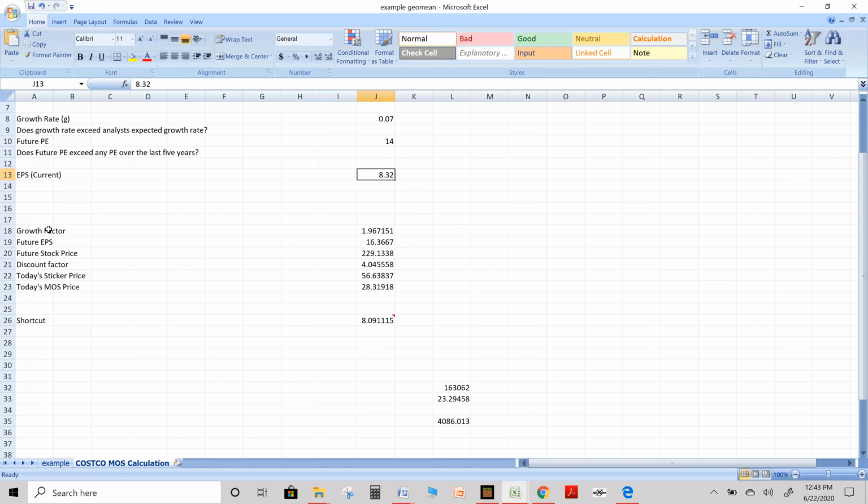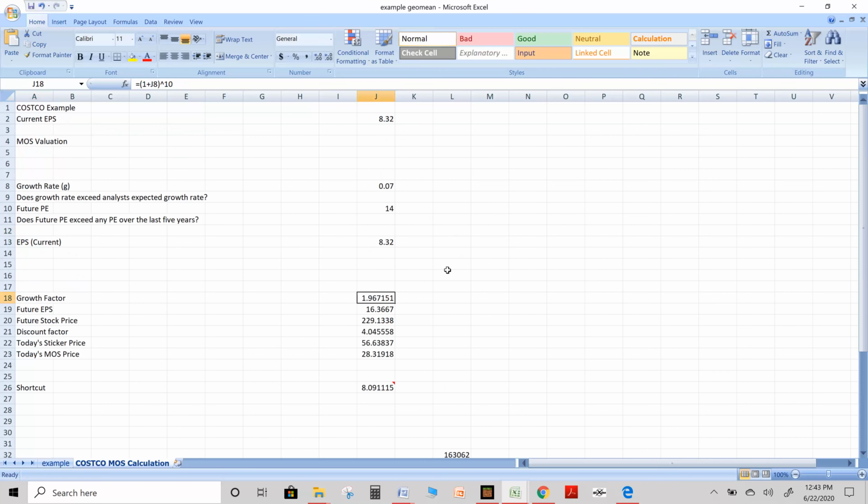So the next thing I'm going to calculate is my growth factor. Basically, I'm going to see how much earnings are going to grow over the next 10 years based on this 7% growth rate. If you look at my formula here, it's 1 plus J8, which is my growth rate, and then I simply take that to the 10th power. That stands for 10 years. If I was going to grow out to a different number of years, I'd use a different number there. But I'm only growing for 10 years. So I get this factor here.